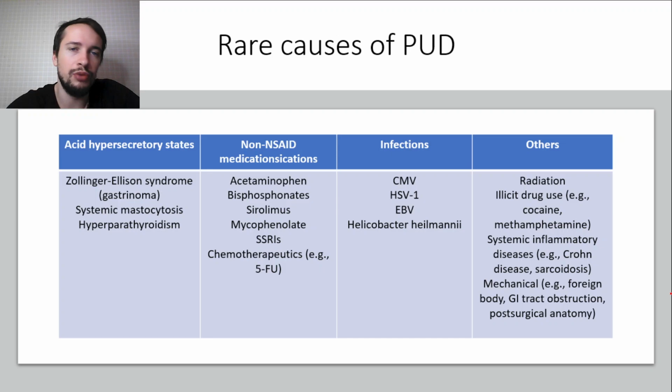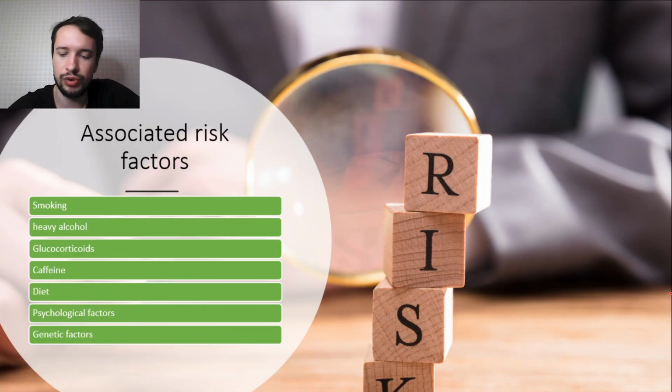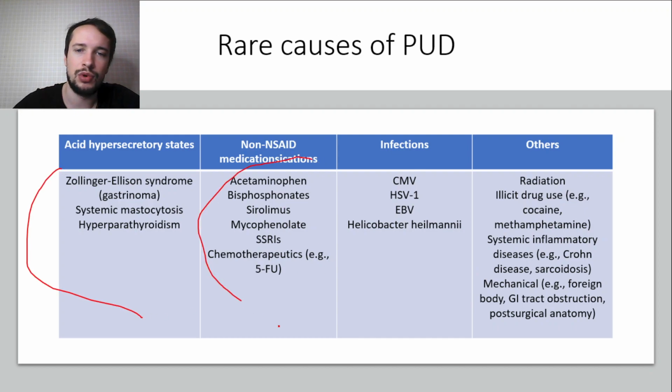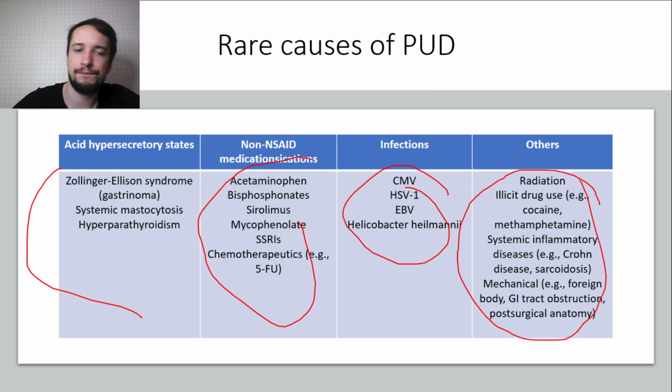We talked about common factors and associated risk factors, and now we need to talk about rare causes of PUD, and you see them in the table. They are rare causes, but you need to know about them.